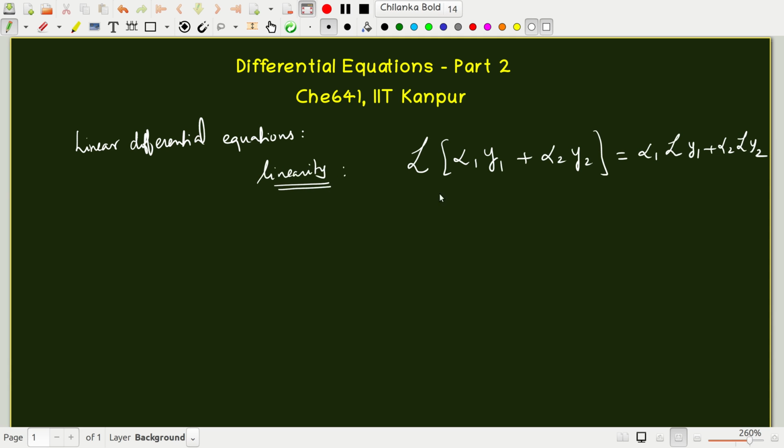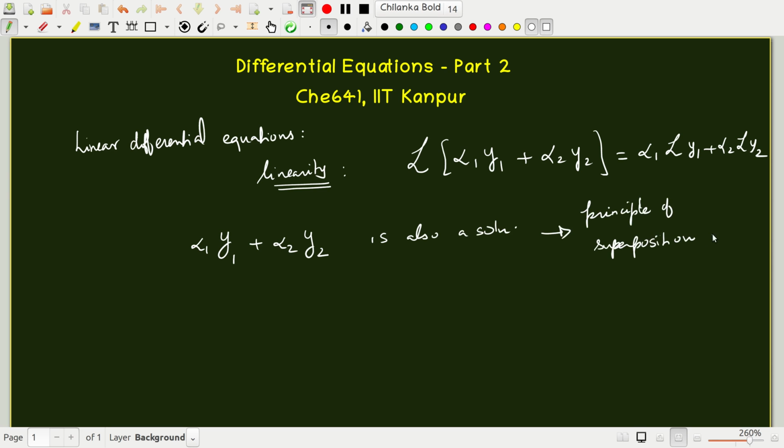So whenever you have a linear differential equation, if y1 is a solution to that equation and y2 is a solution to the equation, then any linear combination alpha 1 y1 plus alpha 2 y2 is also a solution. This is called the principle of superposition. That is, you can solve the problem in bits and then add all the solutions to get the final solution. Let me illustrate this with the help of an example.